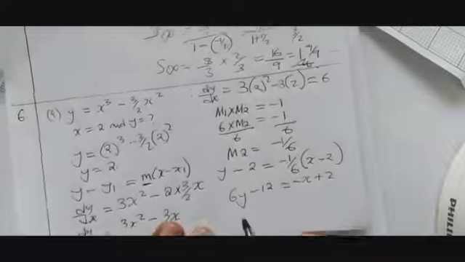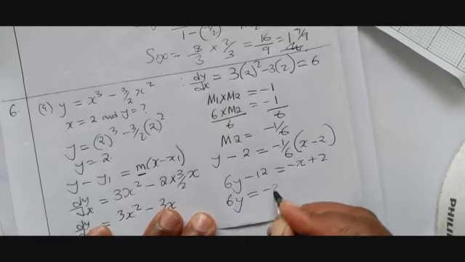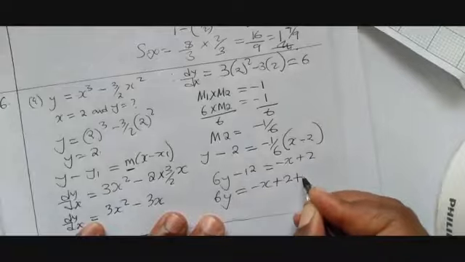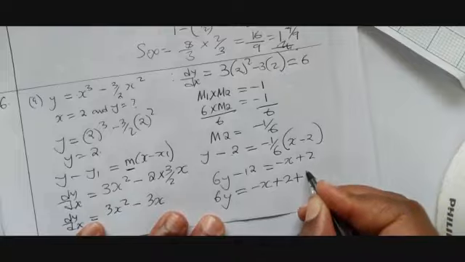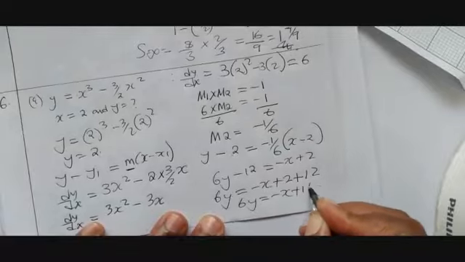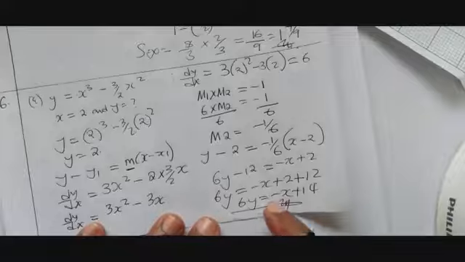So you have now 6y is equal to negative x plus 2. This becomes plus 12. So 6y is equal to negative x plus 14. This is the equation of the normal, and this is your answer.